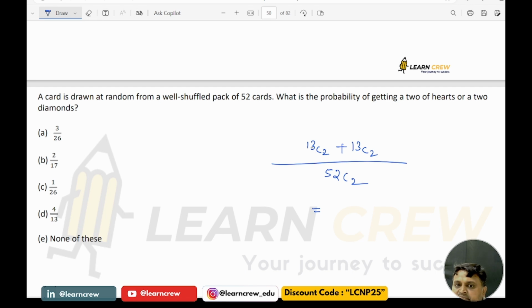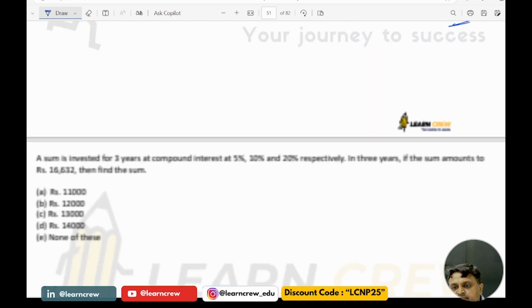13 C2 is 13 into 12 by 2, which is 78. 78 plus 78, divided by 52 into 51 by 2. 26 51s are 1326. So it is nothing but 156 by 1326. So you will get how much? 78 2s are 156, 78 17s are 1326. So 2 by 17 is the answer.